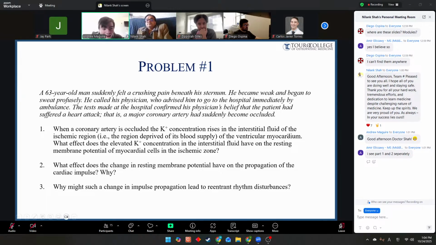When a coronary artery is occluded, the potassium concentration rises in the interstitial fluid of the ischemic region, the region deprived of its blood supply, of the ventricular myocardium. What effect does the elevated potassium concentration in the interstitial fluid have on the resting membrane potential of myocardial cells in the ischemic zone? What effect does the change in resting membrane potential have on the propagation of the cardiac impulse, and why? And why might such a change in impulse propagation lead to reentrant rhythmic disturbances?